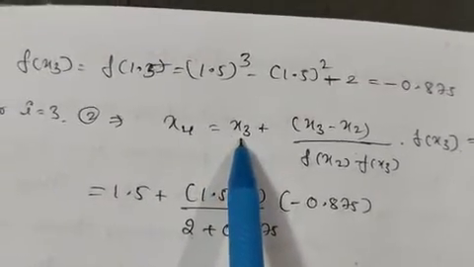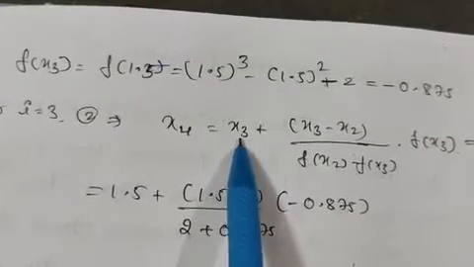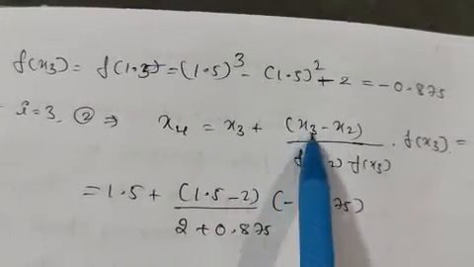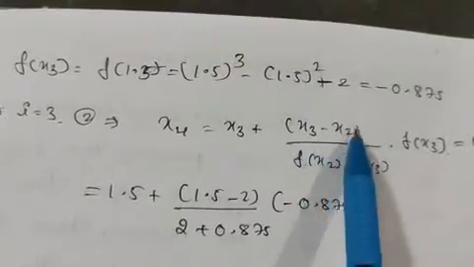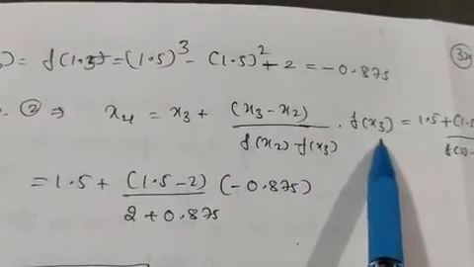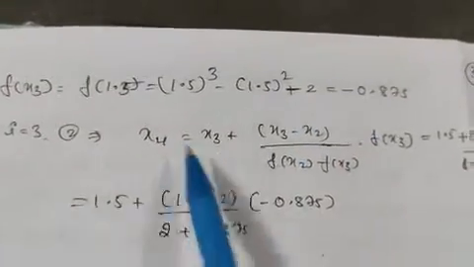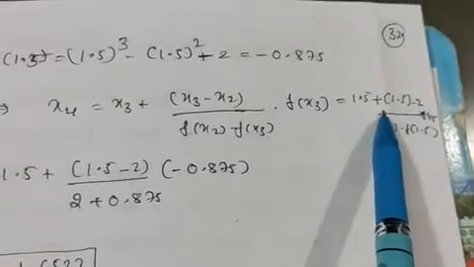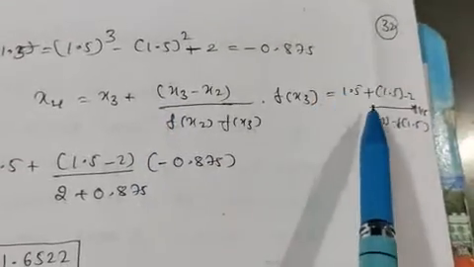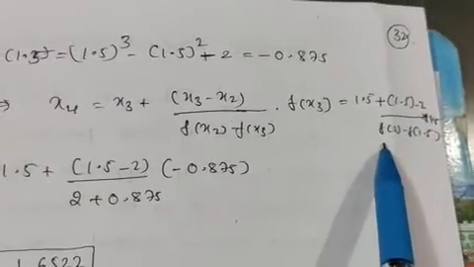x4 is equal to xi, where i is equal to 3. You have to put xi minus xi minus 1, that is x3 minus x2, divided by f of x2 minus f of x3, into f of x3. We know all the values once again. x3 is 1.5, plus x3, which is 1.5, minus x2, which is 2, whole divided by f of x2.